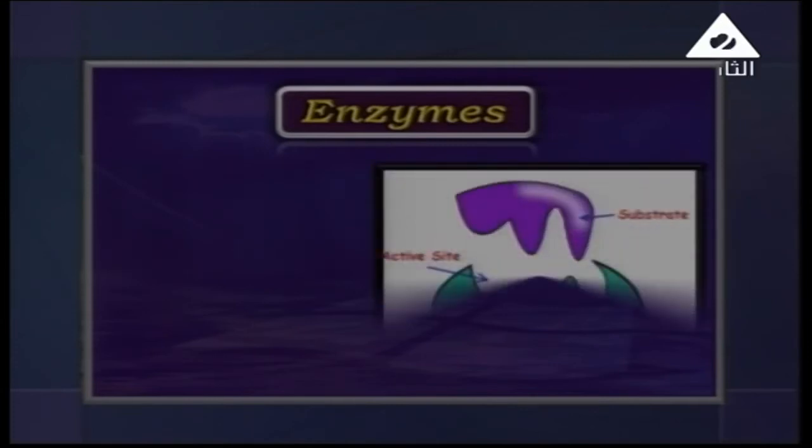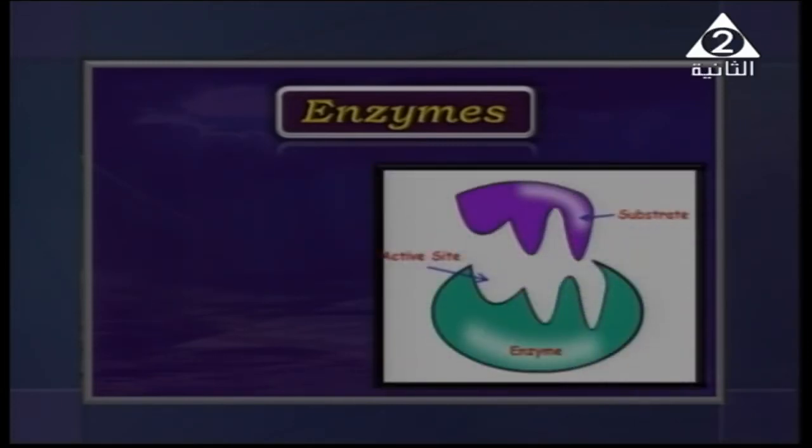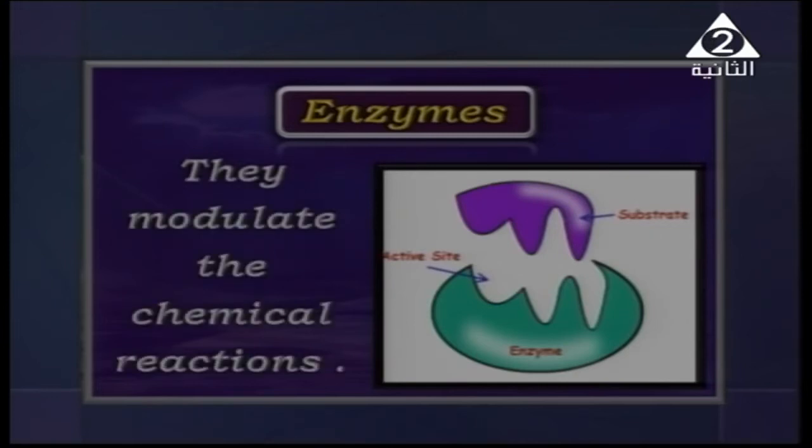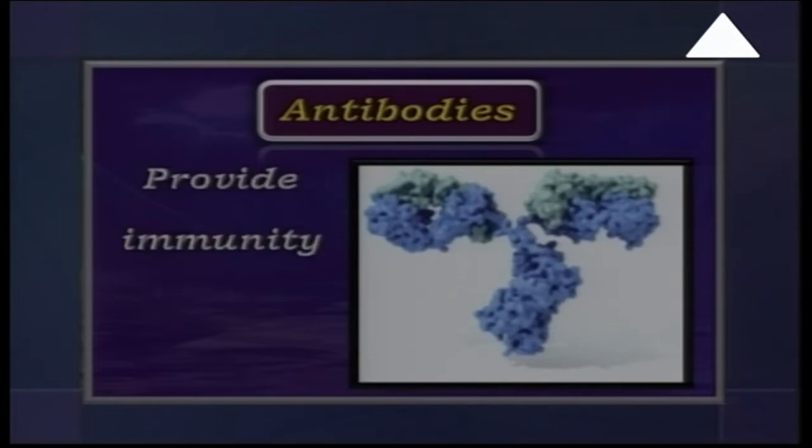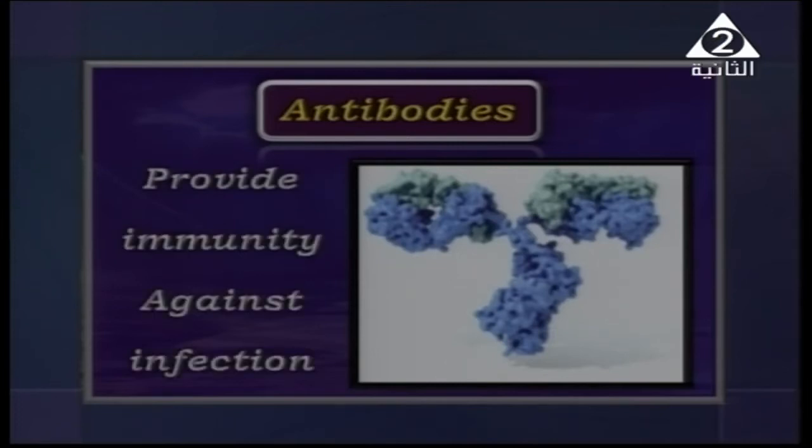Enzymes. Enzymes are proteins, and this figure represents the shape of an enzyme. They modulate or catalyze the chemical reactions inside the living organism's body. Antibodies. Have you ever heard about antibodies? They are the immune system inside our bodies that provide immunity against infection. What's the meaning of this? Antibodies defend the body against microbes, so they protect the body from diseases, and antibodies are formed from proteins.